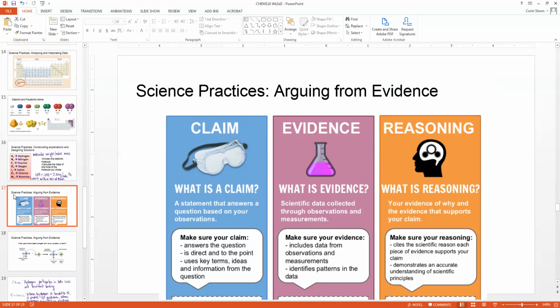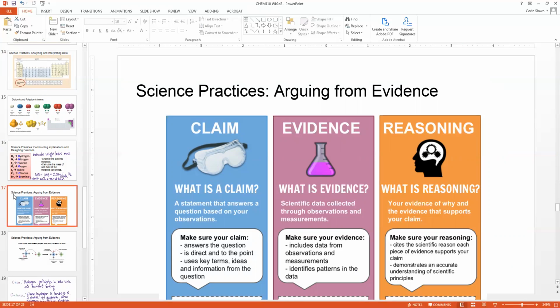So what is a claim? A claim is a statement that answers a question based on your observations. You want to make sure that your claim answers the question, is direct and to the point, and uses key terms, ideas, and information from the question.